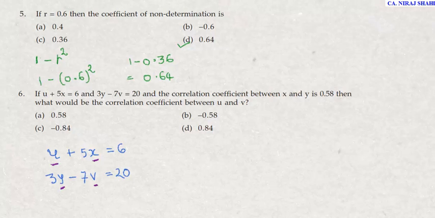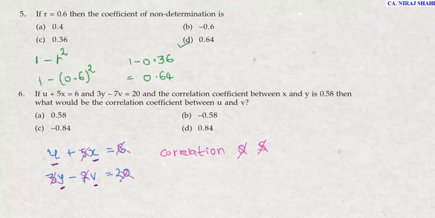Now the most interesting thing is that correlation is actually free from change in origin and also from change in scale. So we can forget here this 6, this 20, which both show the change in origin. We can also forget about 5 and 7 and this 3, which show us the change in scale.